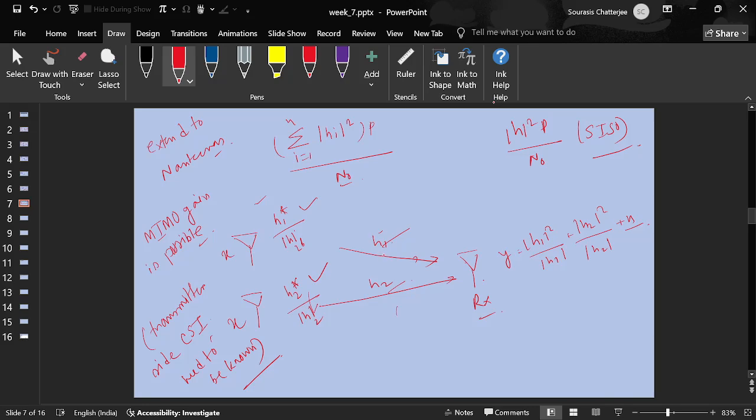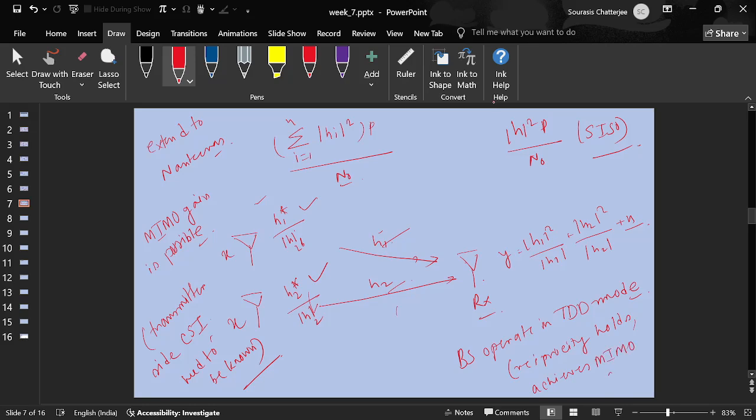But if you operate in TDD mode, then your uplink and downlink channels are the same. So whatever channel the base station estimates in uplink, it can easily use the same in downlink to precode the information of the user, and in this way your MIMO gain is possible. So the base station operates in TDD mode, reciprocity holds, and achieves MIMO gain.